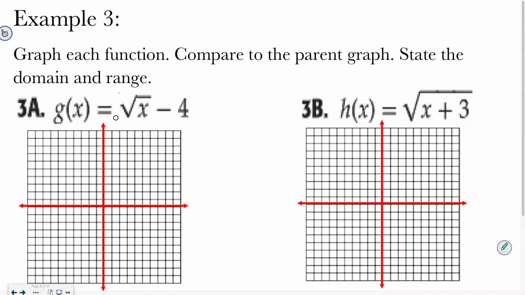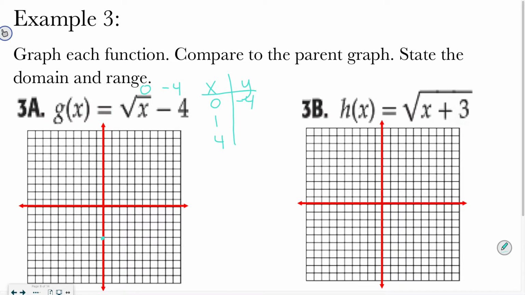All right, example 3, we're now looking at, we don't have a number multiplying our square root, there's nothing there, but we have outside of our square root a -4. So the way that affects it, let's make an xy table again. If I plug in my perfect squares, the square root of 0 is 0. So then I have 0 minus 4, or I have -4. So I go and I plug that in and graph it.